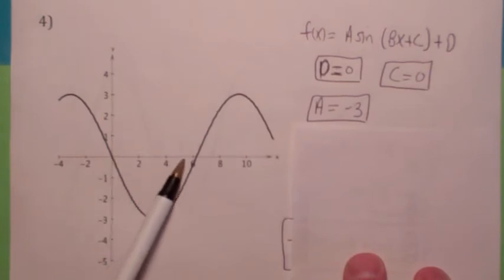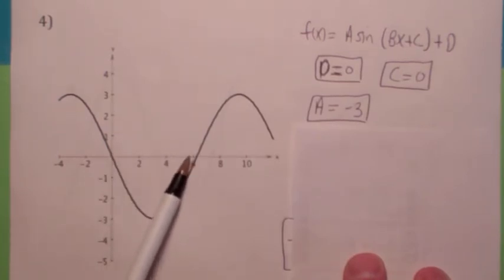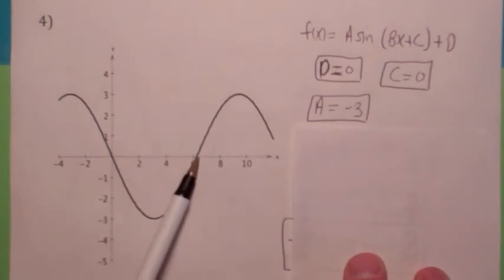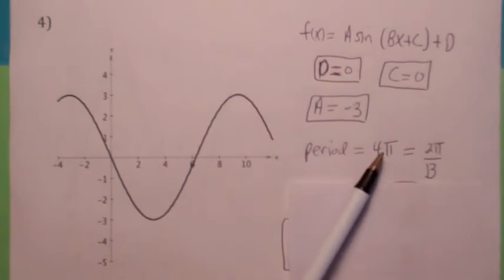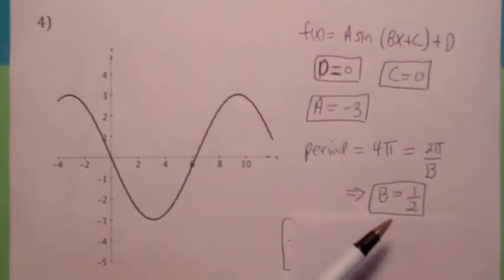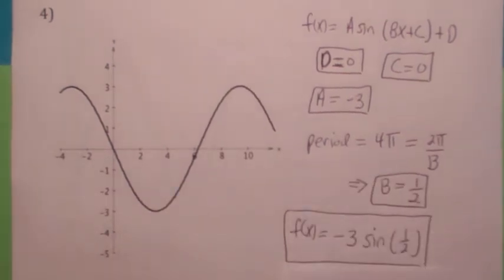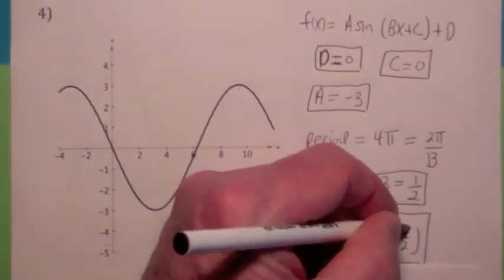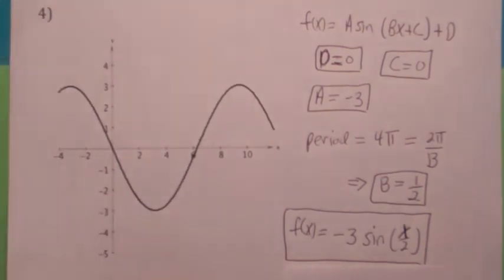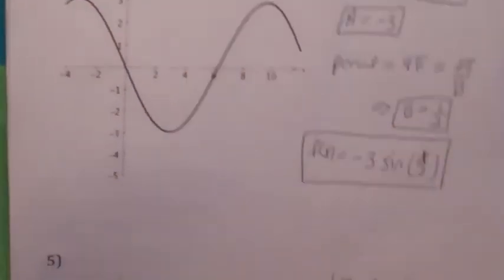It looks like half the period is 2 pi, doesn't it? This is about 6.28 approximately. Let's just call that 2 pi. So the whole period would have to be 4 pi. Again, I'm approximating. So B turns out to be 1/2. So then your final answer becomes -3 times the sine of x over 2, right? Not 1/2, sine of 1/2 x. All right. Anyway, let's keep on going here.